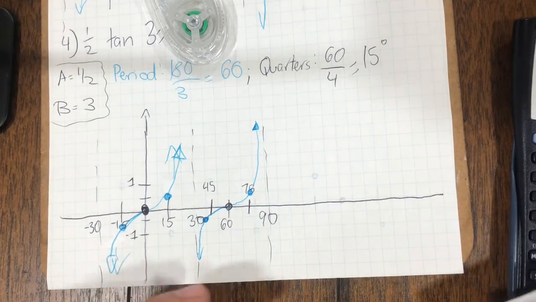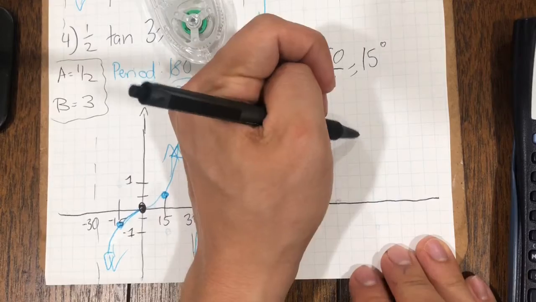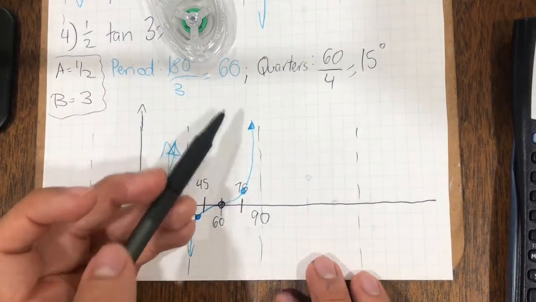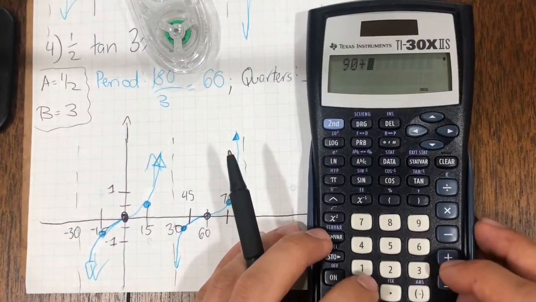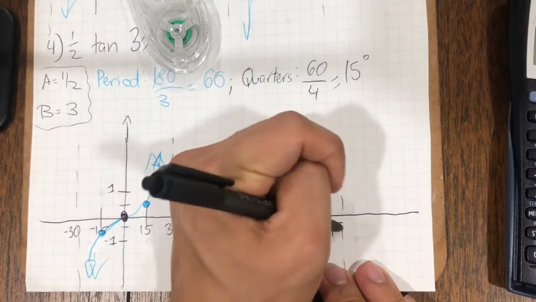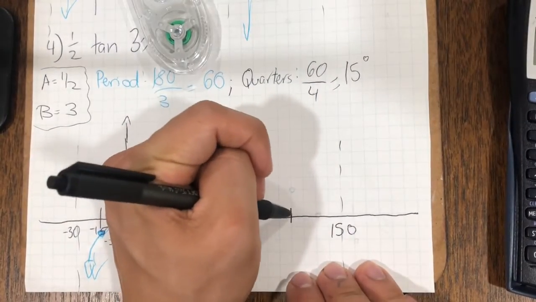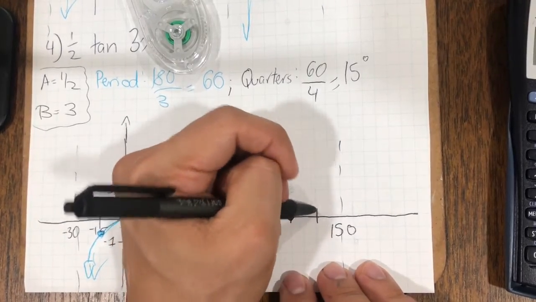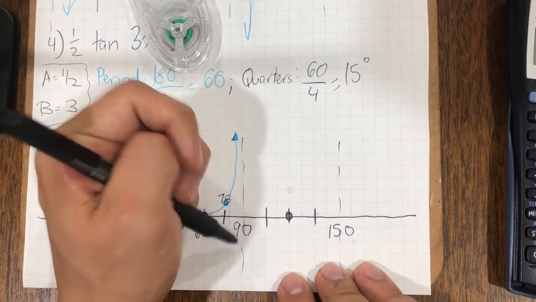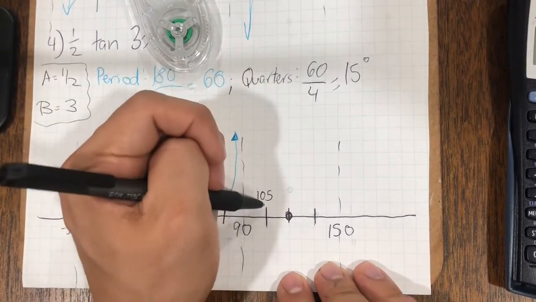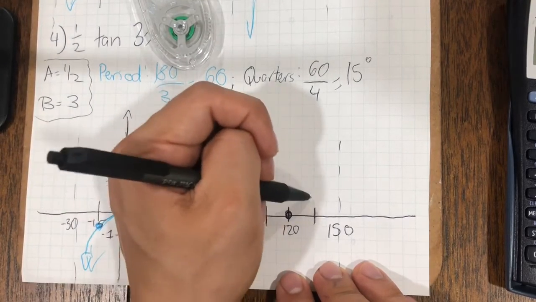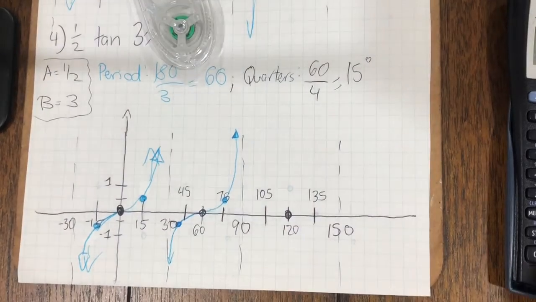So now we're going to move on from 90 to the next asymptote, which is going to have a full 60-degree period. If I take 90 and add it to 60, I should get 150. I'm on the money. So I have 150. I have the midpoint, and then 2 halves. So then I go from 90 to 105, 105 to 120, 120 to 135, then 135 to 150.